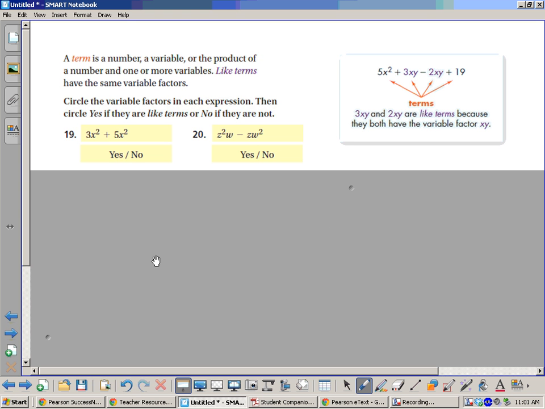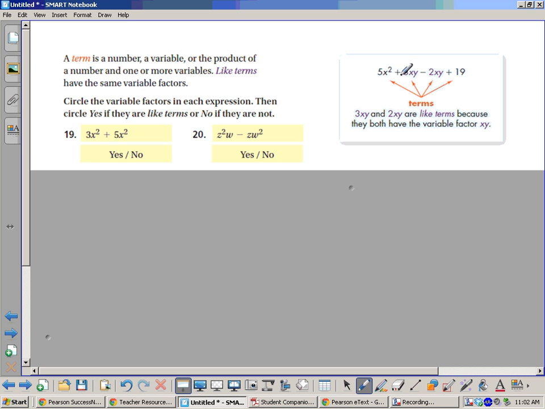Now let's talk a little bit about what it means to be a term and what it means to be like terms. A term is just a number, a variable, or the product of a number and a variable. So here's an example of a term. These are all terms here. We have a product here of 5 times x squared. So this is one term.